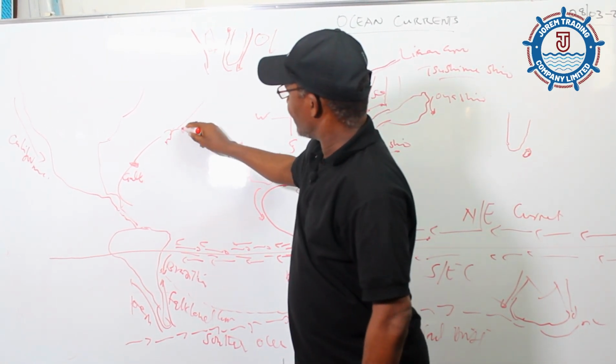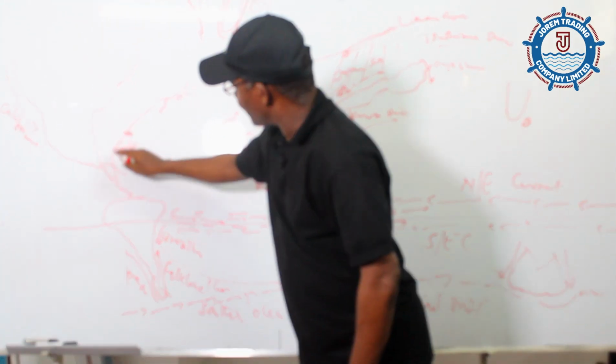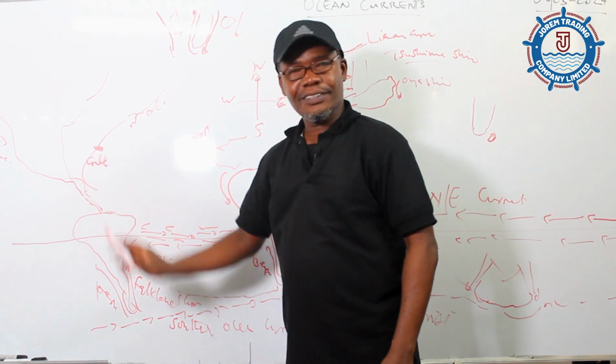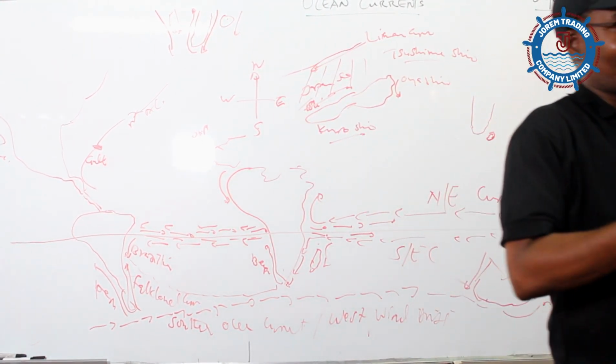This is the North Atlantic current, produced by the Gulf Stream. And the Gulf Stream is produced by the North Equatorial current. So each current is produced by another current.